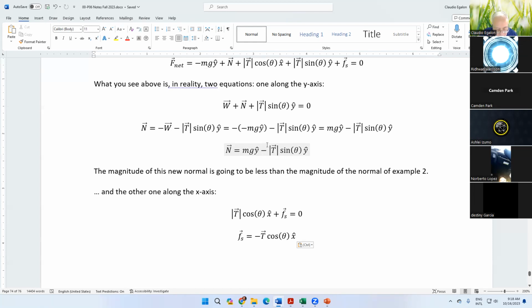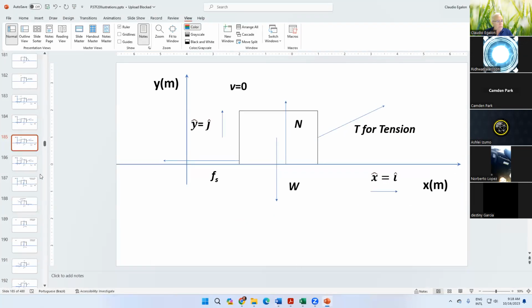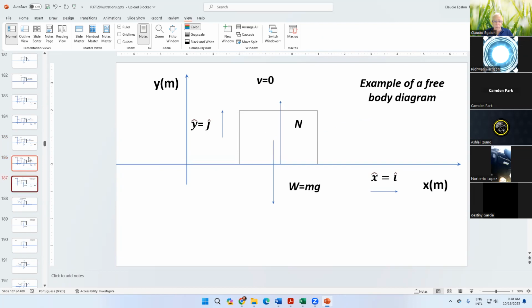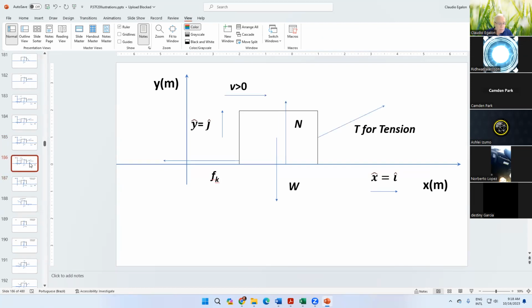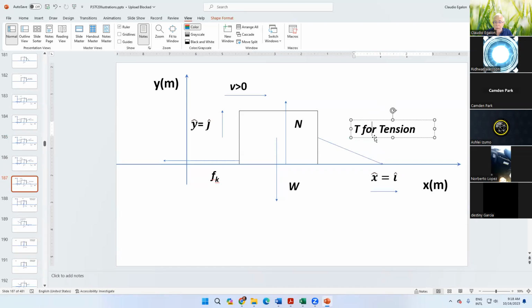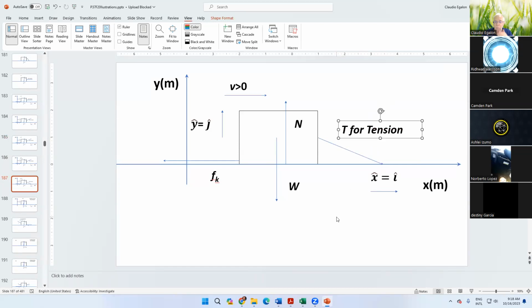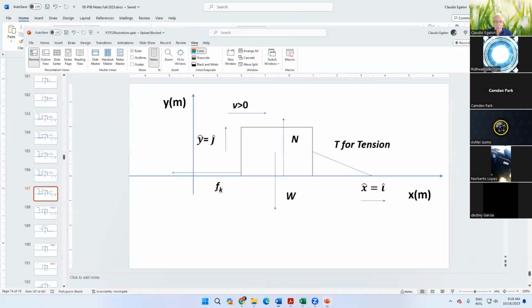Let me give you another example that's going to be important as well. If the tension were downwards, then the normal force would be more than the other one. So let's go for another example with the tension downwards instead of upwards.